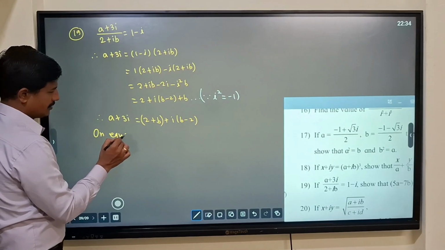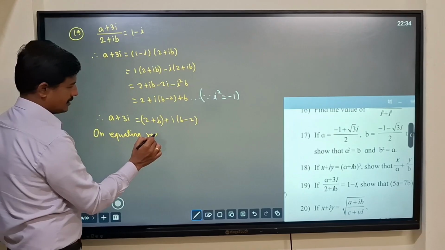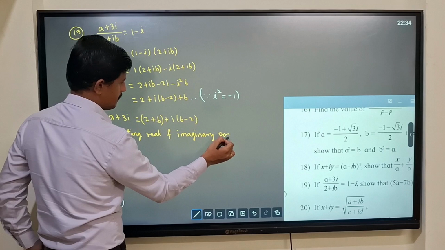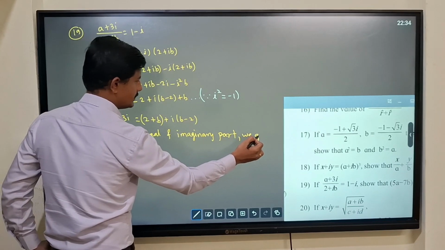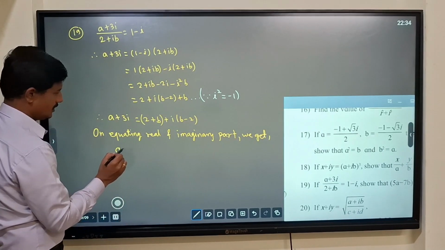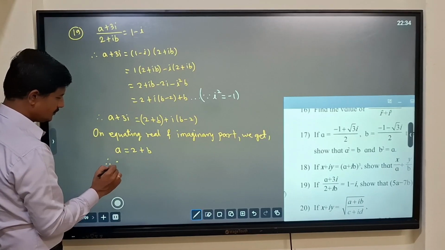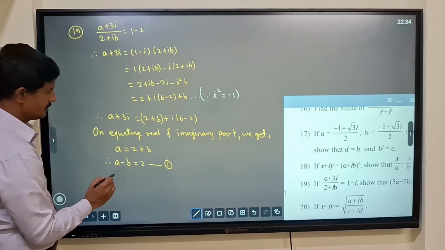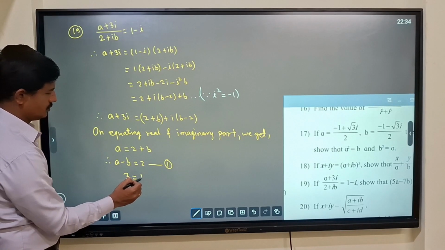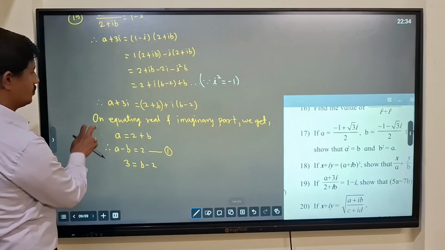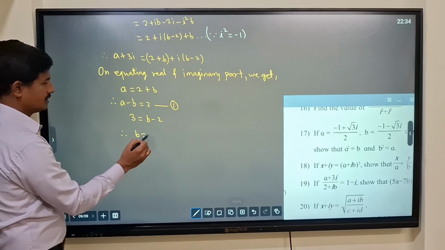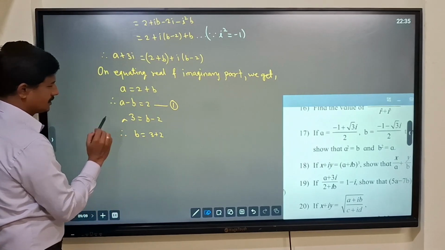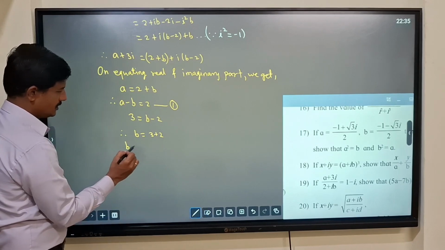On equating real and imaginary parts, we get a is equal to 2 plus b. Therefore, a minus b is equal to 2. Second expression, 3 is equal to b minus 2. So this minus 2 comes here, and b becomes 3 plus 2. If this minus 2 comes here, it becomes plus. So therefore, b is equal to 5.